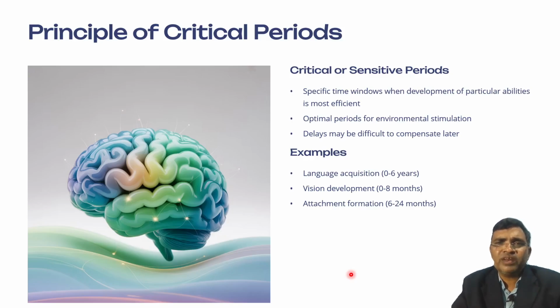Principles of critical periods. What is this? Critical or sensitive periods are specific time windows when particular abilities develop efficiently. So it is the optimal period for environmental stimulation. Delays may be difficult to compensate later. For example, language acquisition takes place between 0 to 6 years, and vision development 0 to 8 months. Then attachment formation, that is emotional attachment formation, 6 to 24 months. This is the principle of critical periods.